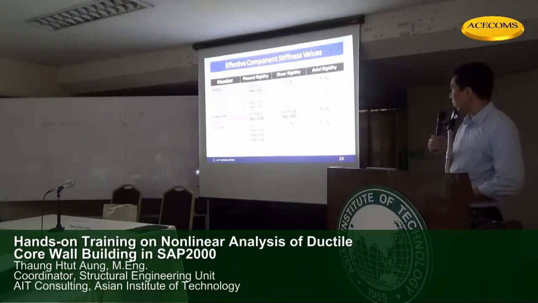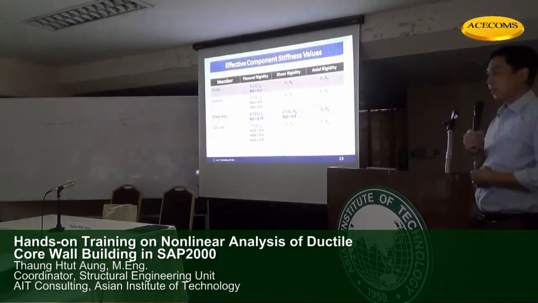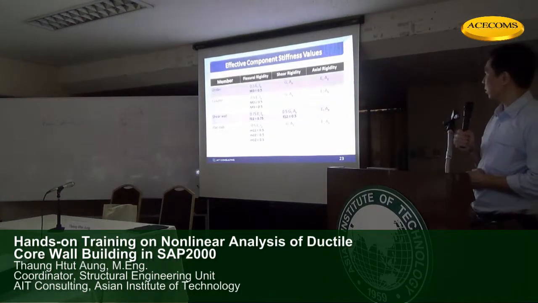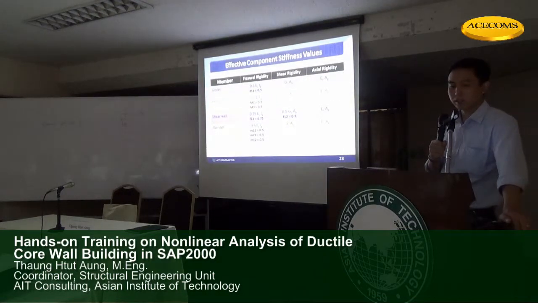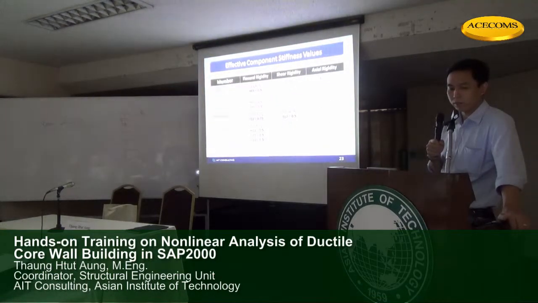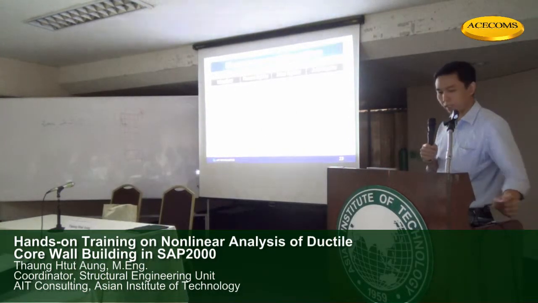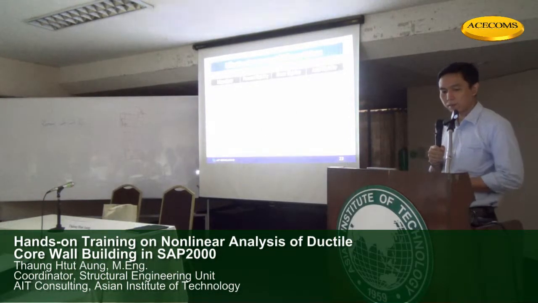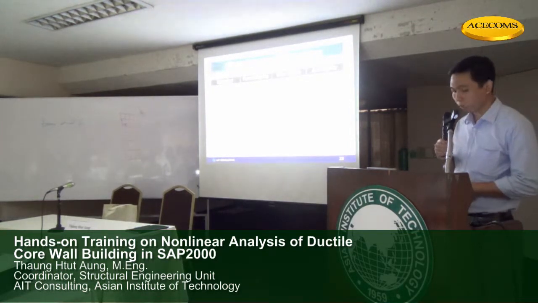These stiffness modifiers are different from the ACI chapter 10 stiffness modifiers. In ACI, for the girders we use 0.35, for the shear wall 0.7, slightly different from here. And for the flat slab, in ACI it is reduced to 0.25. Here we reduce to 0.5.